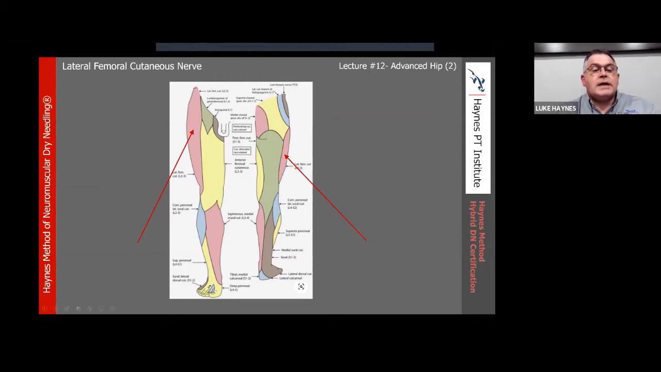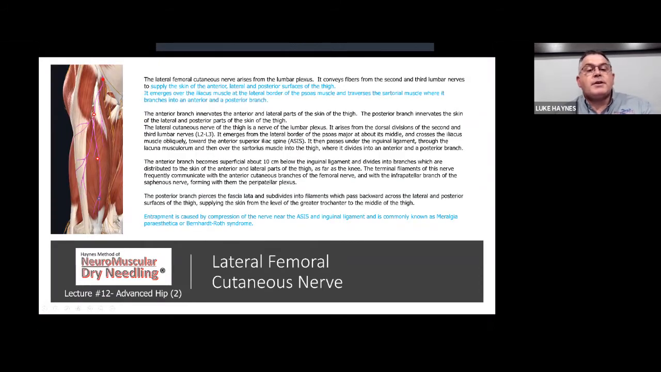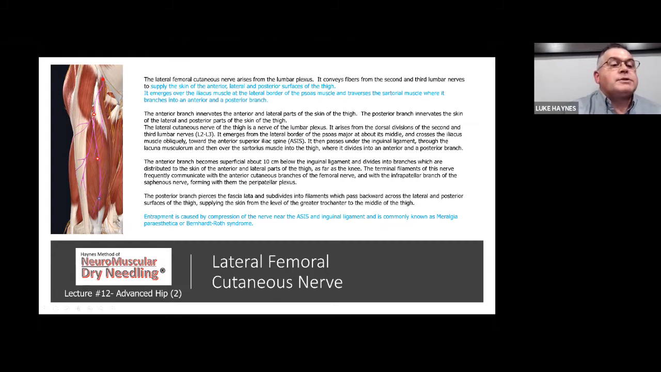So lateral femoral cutaneous, it supplies the skin of the anterior, lateral, posterior surfaces of the thigh. It emerges over the iliacus muscle at the lateral border of the psoas muscle, and it traverses the sartorius muscle where it branches into an anterior and posterior branch. And we'll look at it closer on our 3D anatomy.